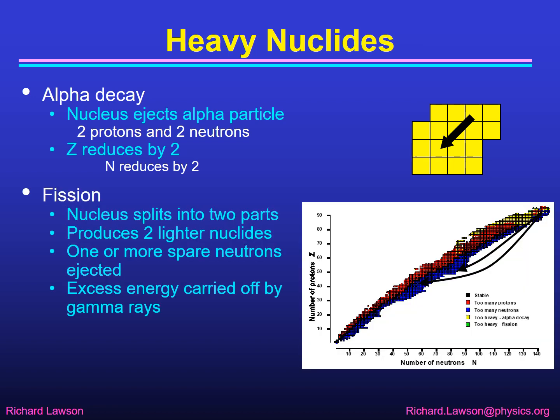Alternatively, if we have very heavy nuclides, another thing that can happen is that they can split into 2. This is the process of fission, where we get a nuclide at the top here that splits into 2 different nuclides partway down the chart. And the excess energy is getting carried off by gamma rays, but we usually end up with 1 or 2 spare neutrons as well, which can induce fission in other nuclides and in other atoms. So this is the process of fission, which is made use of in nuclear power and also as a way of producing other radionuclides.